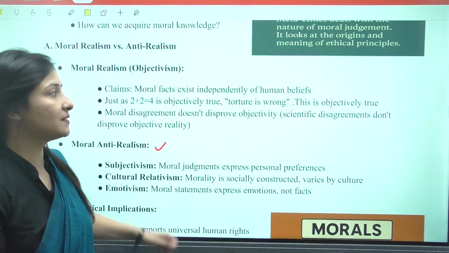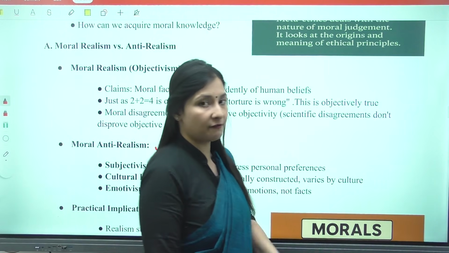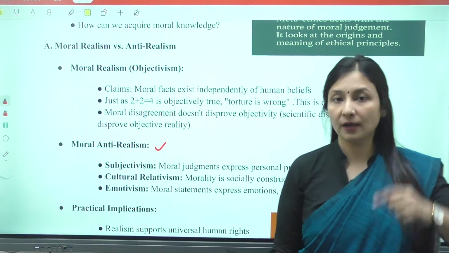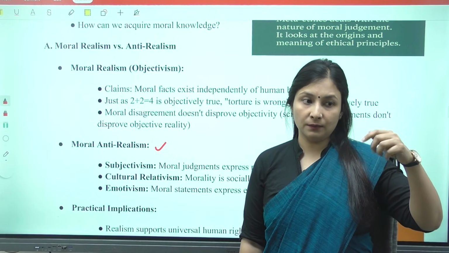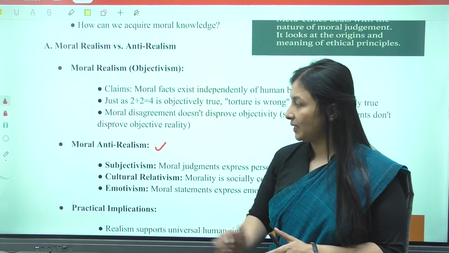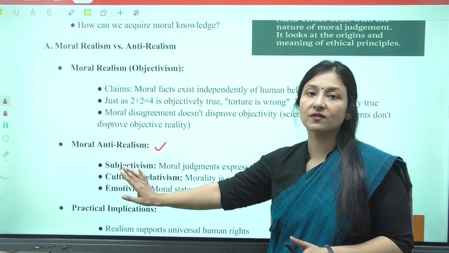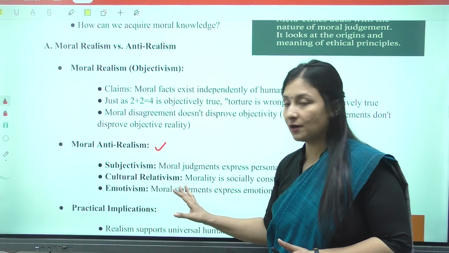Moral realism is based on the objective truth, like 2 plus 2 is equal to 4, definitely. Torture is wrong, definitely, it's morally wrong. To take life of someone is wrong. Again, here we will be coming to the part of subjectivism. We will be coming to the part of cultural relativism.